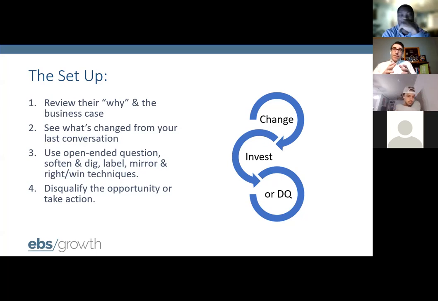Yeah. So that's where it's so vitally important to make sure that we can see, hey, has anything changed from last time? Let's review how we got here. And I would encourage you to ask them to summarize it, especially if you're with multiple people. Have your champion summarize it, and you can add color to it, add a little bit of flavor to it. That way they own it, because the whole entire thing here that we want to do is have them own the whole entire process. So we want to use those open-ended questions that we've been talking about, where we're doing the soften and dig, the label, the mirror, we're leveraging right and win tactics. And then we're looking to disqualify. And why disqualify as opposed to qualify? Why the nuanced difference there?